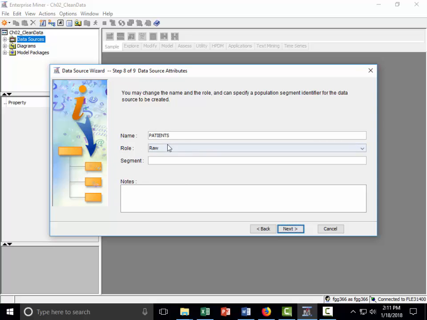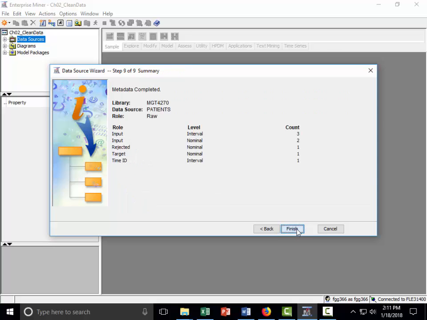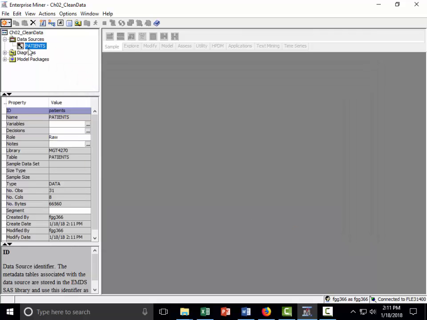have. So we're going to have patients and the role is raw. And then the final page gives you a summary of what it's going to do. So how many input interval, how many input nominal, how many rejected, how many target, how many time ID, that kind of stuff. And then you click finish. So now we have created the data source, okay, and it's sitting there for us to use in our analysis.